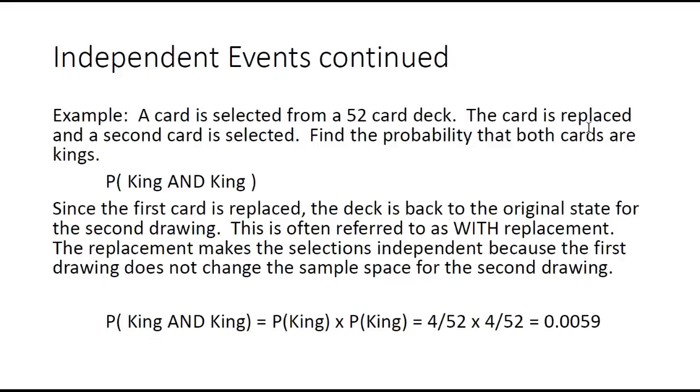Even though we are using the same deck, the events are independent because when the card is replaced, the first card has no influence on the outcome of the second card. Each time there are 4 kings out of 52 cards in the deck, we multiply to get the probability of 0.0059.